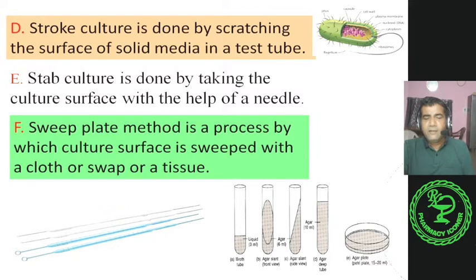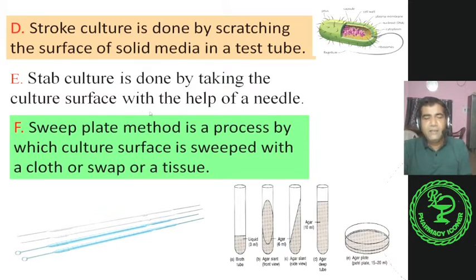Stab culture, the similar thing we do with the help of a needle. So this is the needle. What happens? The inoculum is taken and stabbed into the culture media. This is the deep agar tube. You can stab. So what will happen? The microorganism will penetrate deep into the culture media. This is called stab culture.